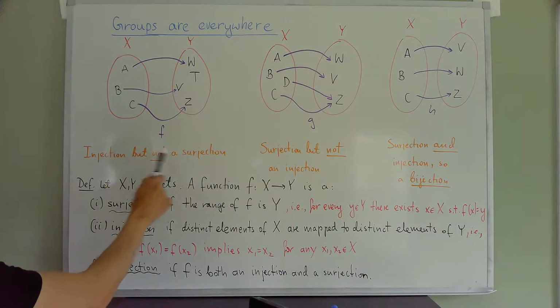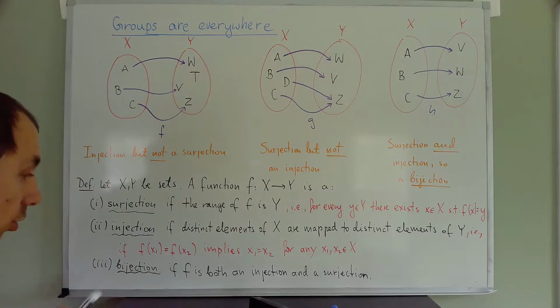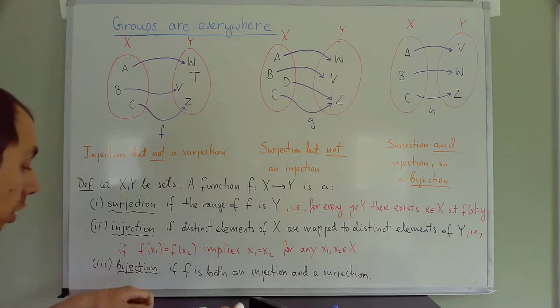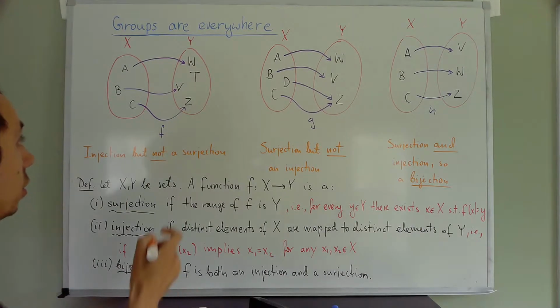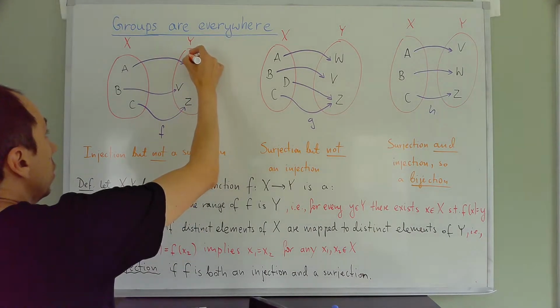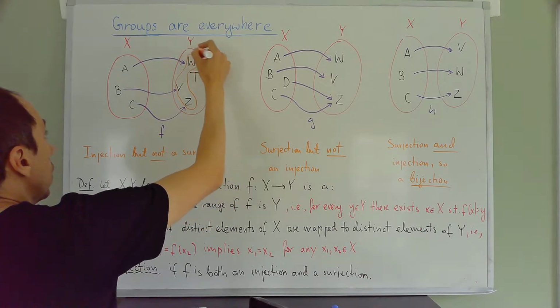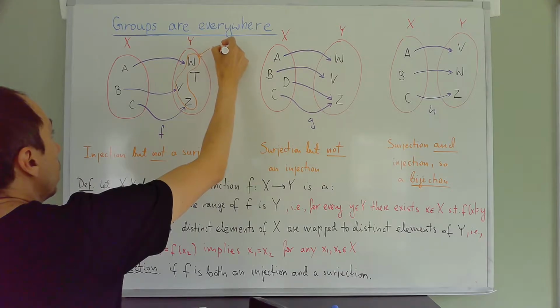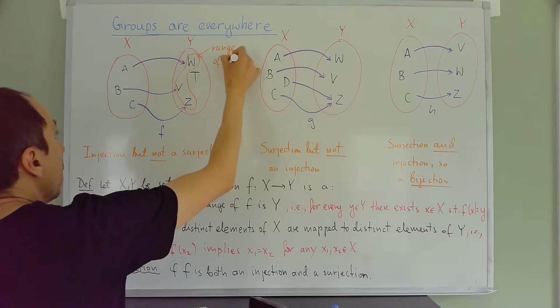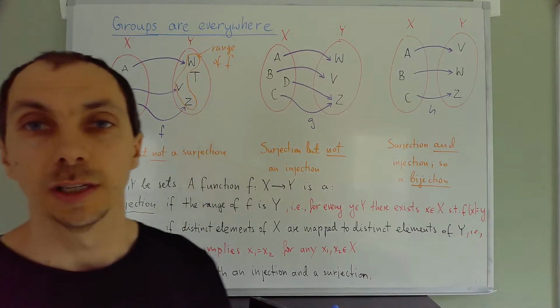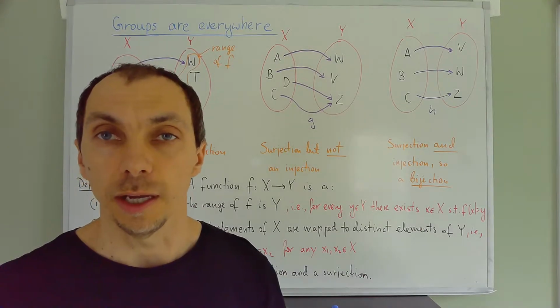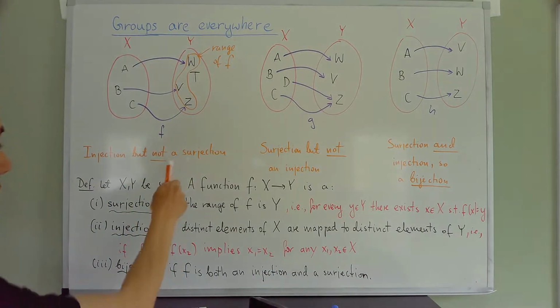It's an injection. But it's not a surjection, because the range of the function, which I'm going to draw in this sort of orange color, the range is just this. So you see that t is left out. So the range is not equal to y. So it's not a surjection.